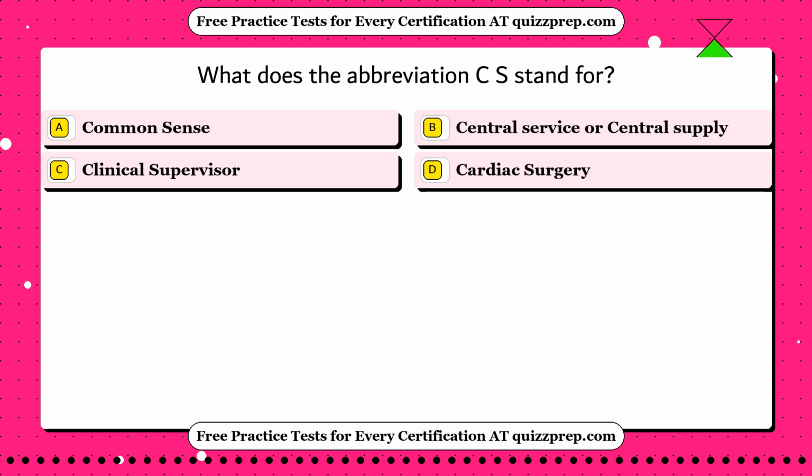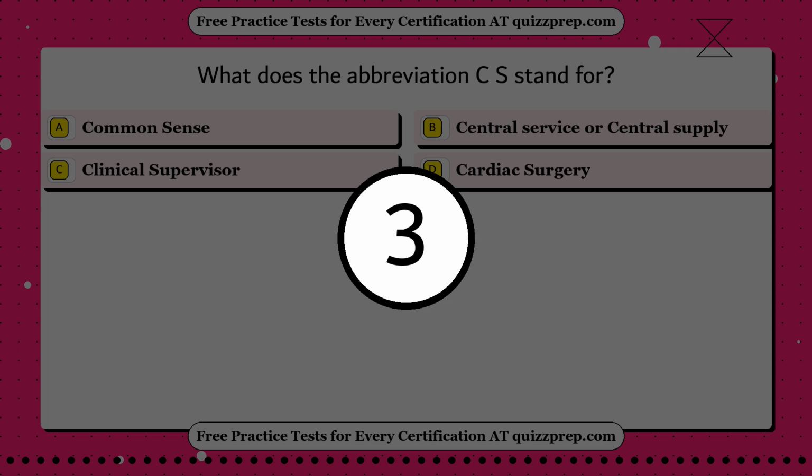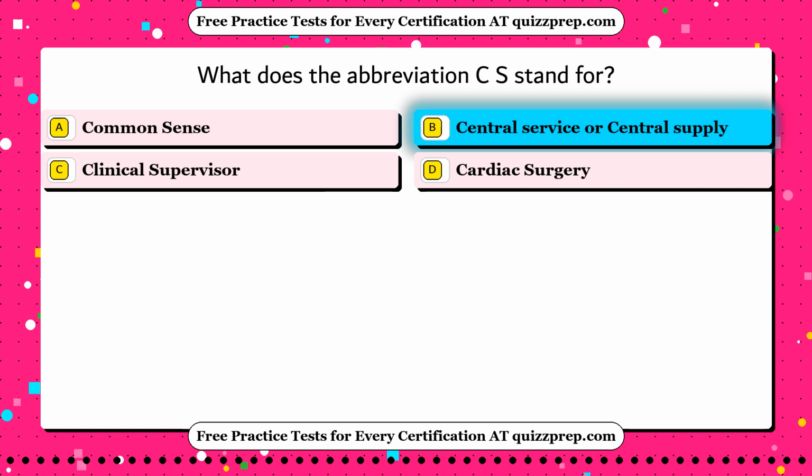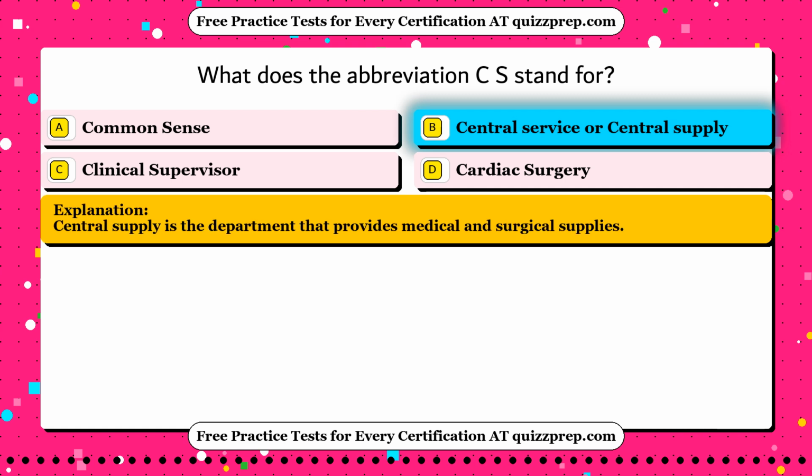Question 30. What does the abbreviation CS stand for? Option A, common sense. Option B, central service or central supply. Option C, clinical supervisor. Option D, cardiac surgery. The correct answer is option B, central service or central supply. Central supply is the department that provides medical and surgical supplies.